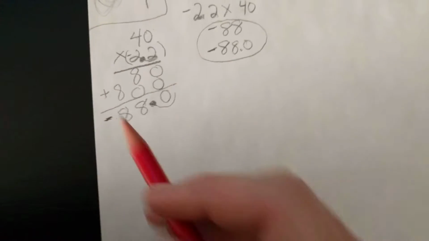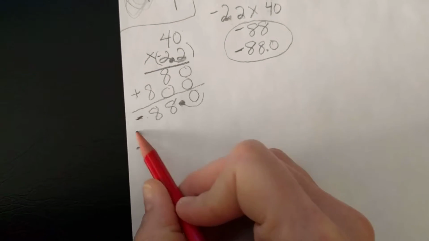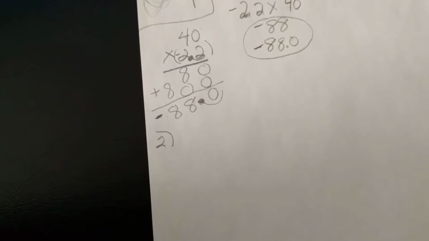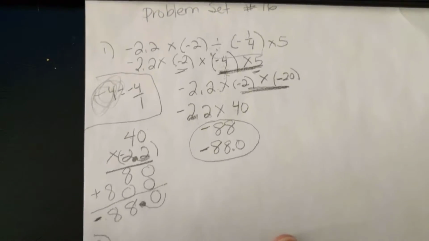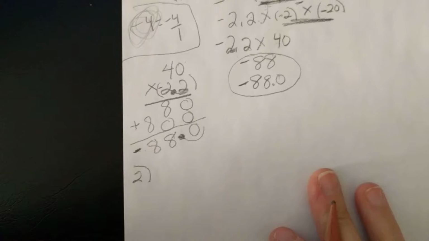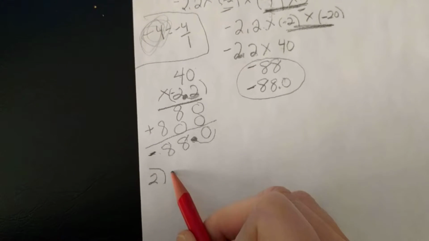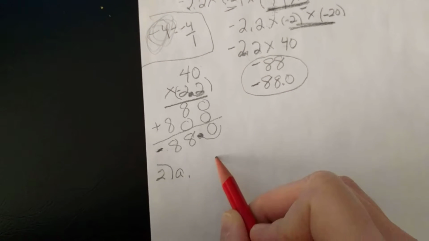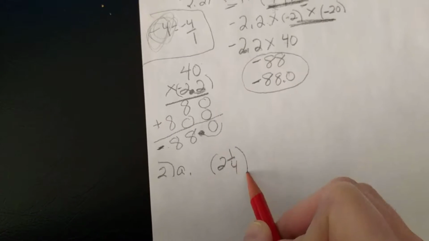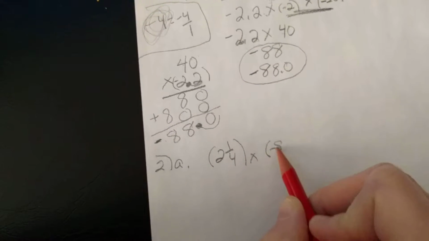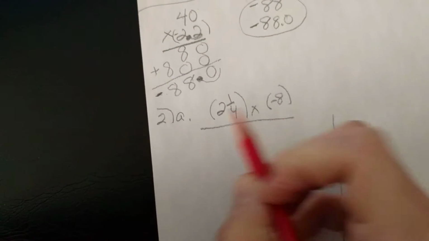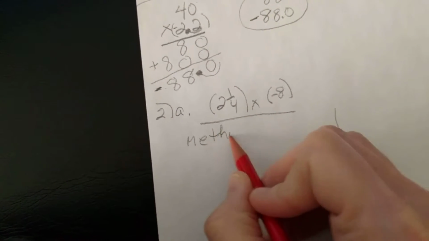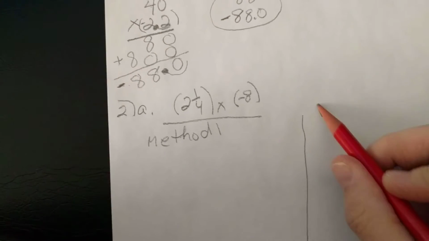All right, let's go to number 2. So for number 1, I know there's a part A, B, and C. All I wanted you to do is solve the problem. So what we did here is completely fine. So number 2, we have 2 parts. Here's part A. I have 2 1/4 times negative 8. I'm going to show you two ways. I'm going to call it method 1 and method 2.